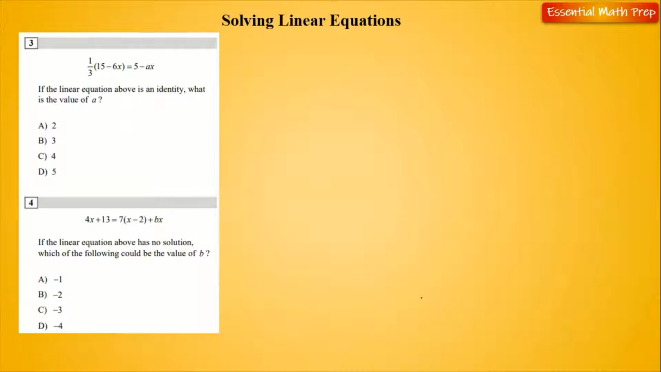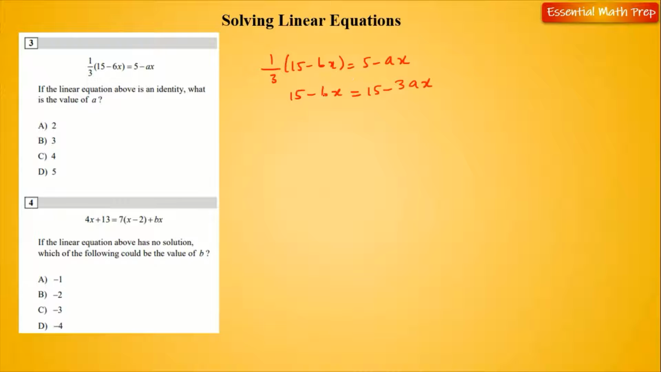If the linear equation above is an identity, what is the value of a? So we have 1/3 of (15 minus 6x) equals 5 minus ax. If we multiply by 3 on both sides, we can simplify the expression to 15 minus 6x equals 15 minus 3ax, right?